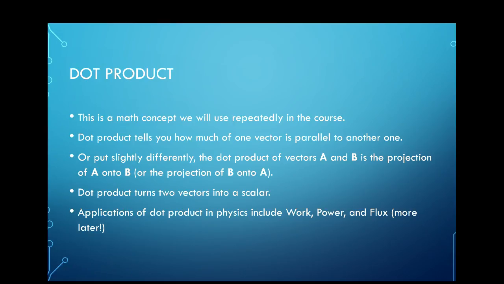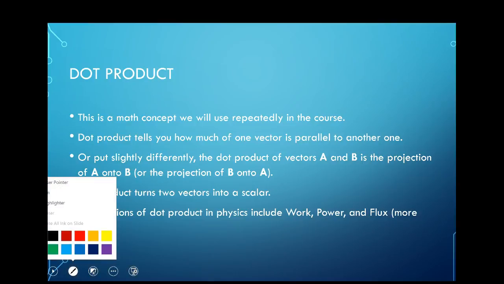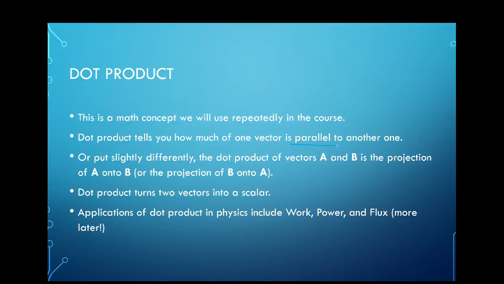So now let's talk for a moment about the dot product. We're going to be using the dot product quite a bit, and what it does is it tells you how much of one vector is parallel to another. Another way to think about this is that the dot product of A and B is the projection of A onto B. So, for example, if I have vector A right here and vector B, then A dot B is how much of A is parallel to B.